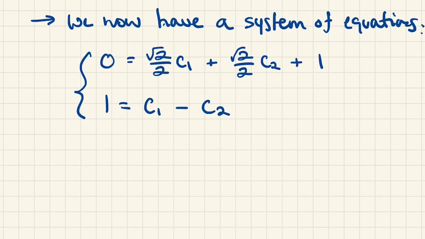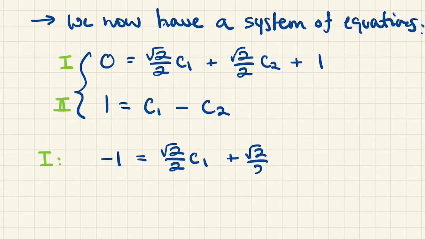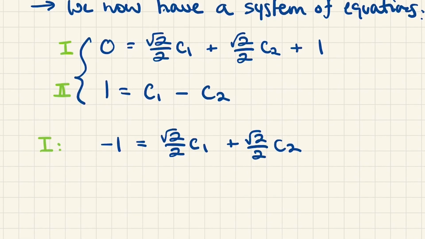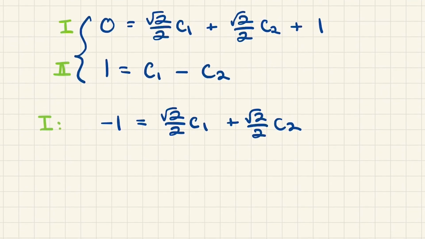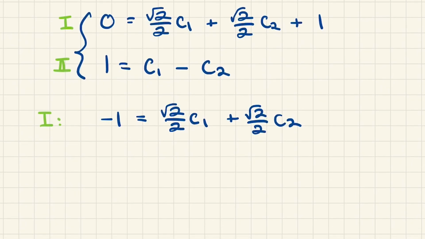Okay, so first of all, let's call this first equation, equation 1, and the second equation, equation 2, and let's actually clean up equation 1 a little bit. We can see that with equation 1, we have negative 1 is equal to rad 2 over 2 C1 plus rad 2 over 2 C2. And in fact, if we just multiply both sides by rad 2, then we're going to have negative rad 2 is equal to C1 plus C2.